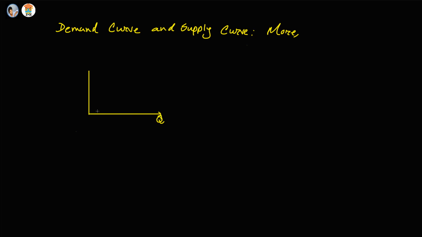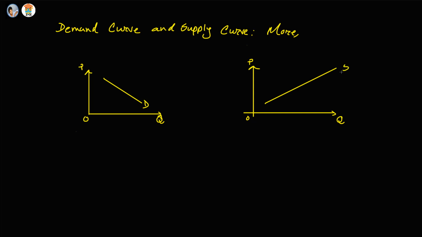Here this is quantity, this is O, and this is price. Now this is a demand curve which is downward sloping, and let us take a supply curve. We have price on the y-axis, O, and this is quantity. Here this is the supply curve.